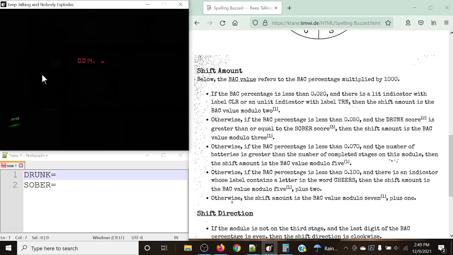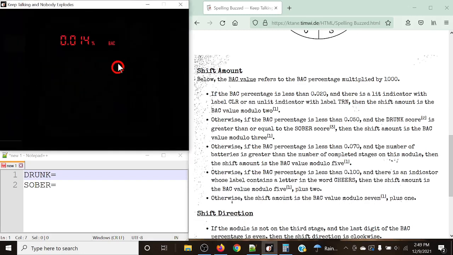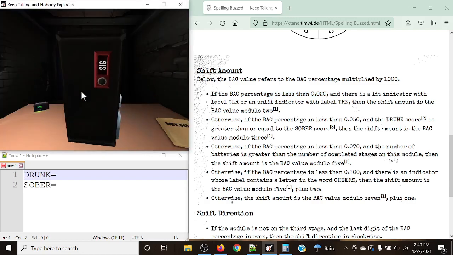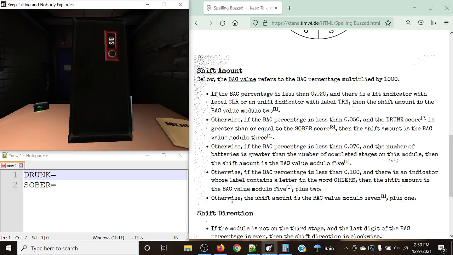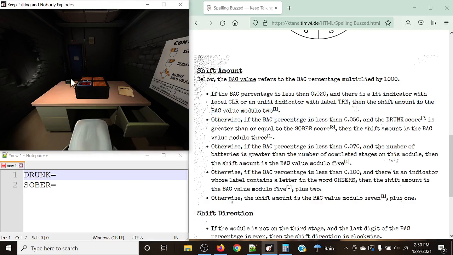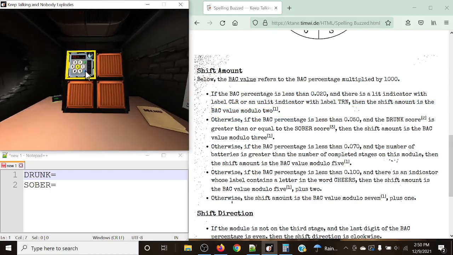So let's see what we have here. So already starting off, if the BAC is less than 0.02, and there is an indicator labeled CLR. Let's find if there's any indicators at all. There are no indicators except this unlit SIG. We're looking for an unlit indicator labeled TRN. So this rule is not true because we are less than 0.02 for the BAC percentage, but we don't have any of the indicators present, which we need because of that and rule. It's very important that you pay attention to those because those can really screw with you sometimes.